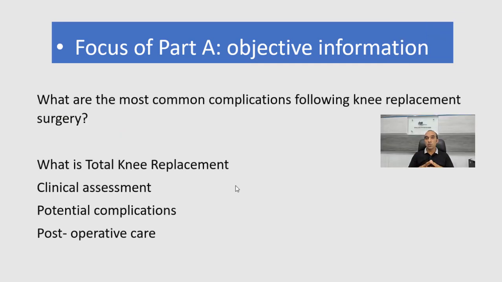Your first reading will now work as a context, and now you should start with questions 8 to 20. Read the question and check in which text the information could be found. For example, if this is the question, what are the most common complications following knee replacement surgery? In which of the following 4 texts will you find it? What is the total knee replacement, clinical assessment, potential complications, post-operative care? Your general understanding of the text will help you find the right place for the answer.